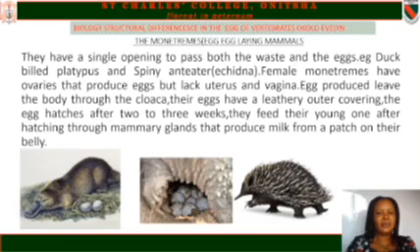Then the monotremes or egg-laying mammals. They have a single opening to pass both the waste and the eggs. Examples are the duck-billed platypus and the spiny anteater. Female monotremes have ovaries that produce eggs but lack a uterus and vagina. Eggs produced leave the body through the cloaca. Their eggs have a leathery outer covering. The egg hatches after 2 to 3 weeks. They feed their young ones after hatching through mammary glands that produce milk from a patch on their body.